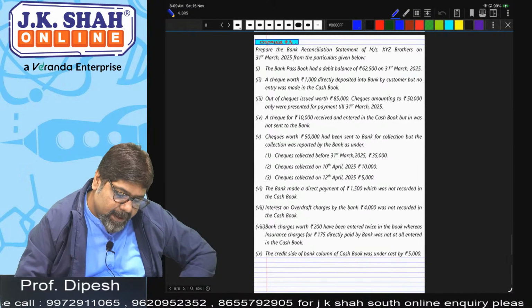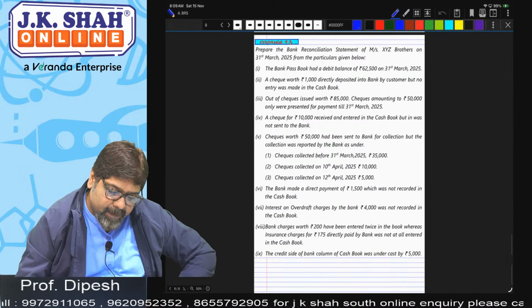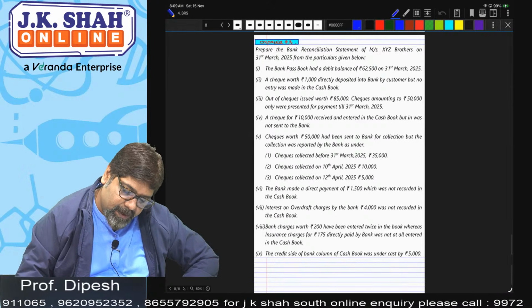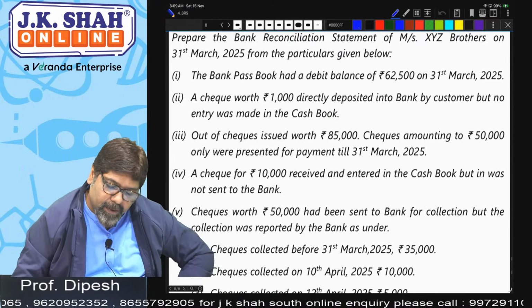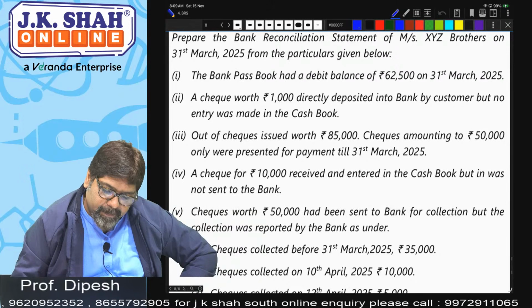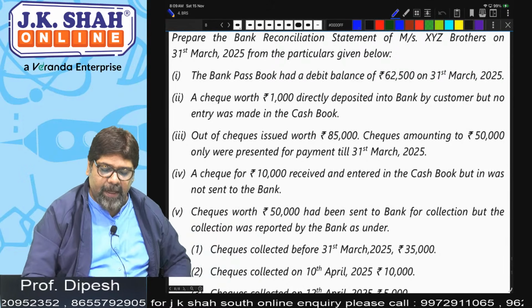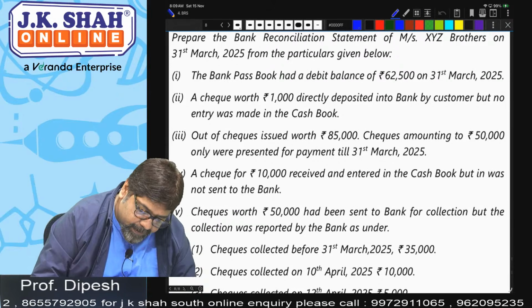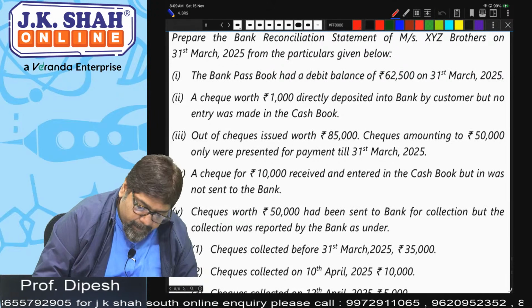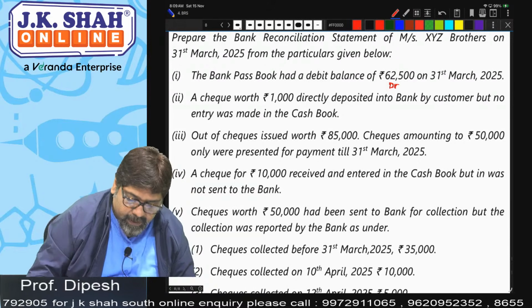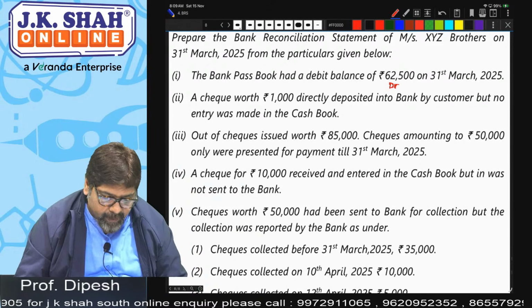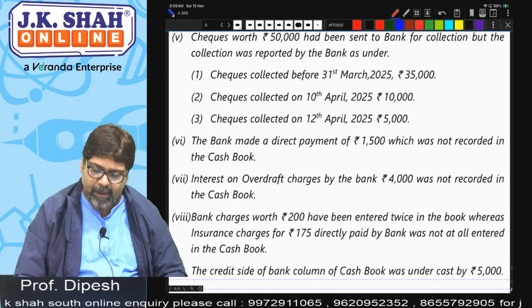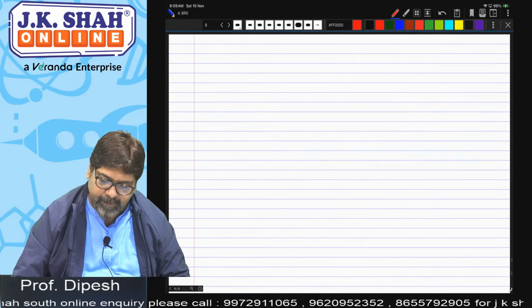Prepare bank reconciliation statement of Messrs. XY Brothers on 31st of March 2025 given below. The bank balance as per the bank passbook has a debit balance of 62,500. So 62,500 is on the debit side. Correct, incorrect? Correct. 62,500 is on the debit side. So let's start preparing.